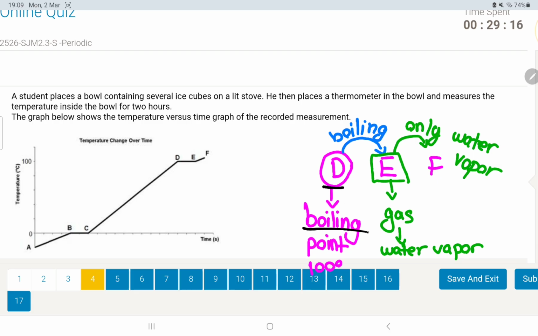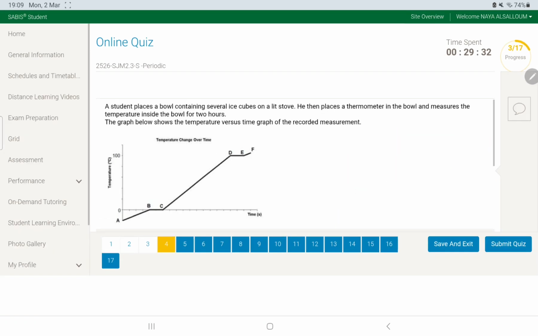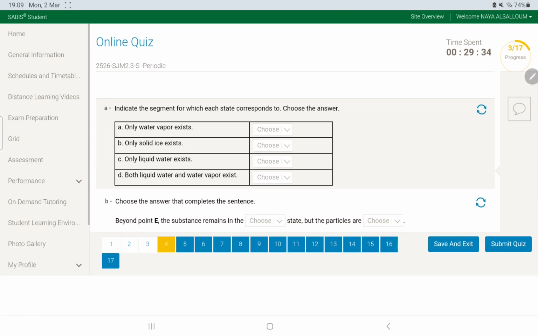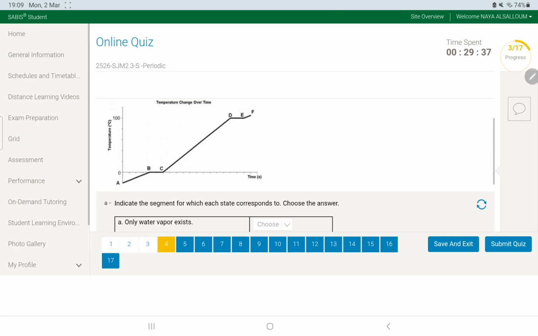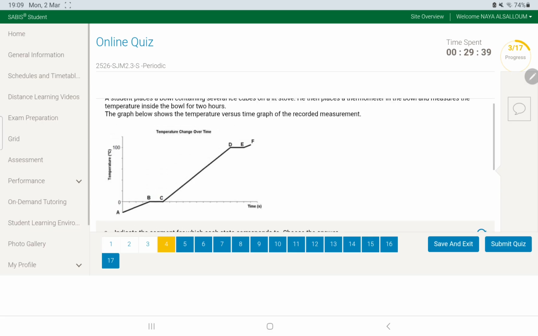So just like ABC, here's a recap for it. D is the boiling point. D to E, the water is boiling. And E to F, it's only water vapor. Okay? So just take a look at it, and let's answer the questions. Let's see. Okay. Only water vapor exists.